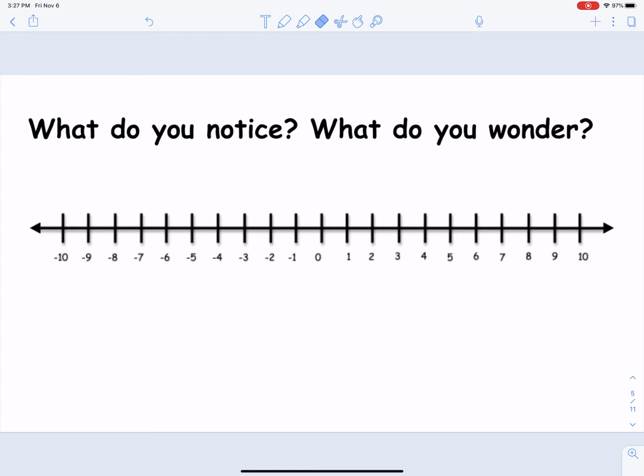Some of the typical things students would notice: it's a number line. There are positive numbers, negative numbers, and zero. The marks are evenly spaced. The numbers increase by one going left to right, and they decrease by one going right to left. Some of the things they wonder about: why are there arrows on the end? Why does it only go from negative 10 to 10? Why are you showing a numbered line? And if you work with middle school students like I usually do, they often wonder, why are we doing this? Why do I need to write something down?